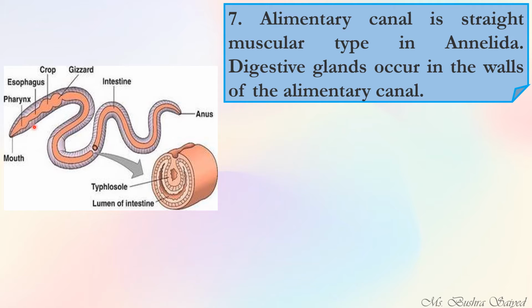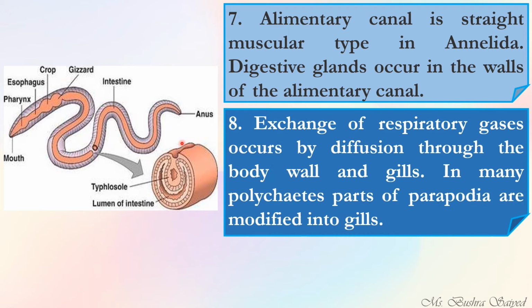The mouth is followed by the pharynx, esophagus, crop, gizzard, then the intestine, and the typhlosole, that is the region of the intestine. Respiratory gases are exchanged through diffusion through the body wall, and gills are also there. In polychaetes, parts of the parapodia are modified into gills.